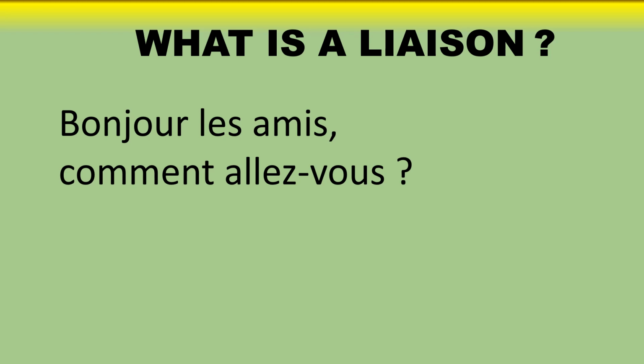I've done the same with comment_allez-vous. I link the T of comment with the A of aller. So in fact, there were two liaisons in this sentence. What I'm going to do is to put this little underscore sign each time that there is a liaison. Vous êtes prêts? C'est parti.